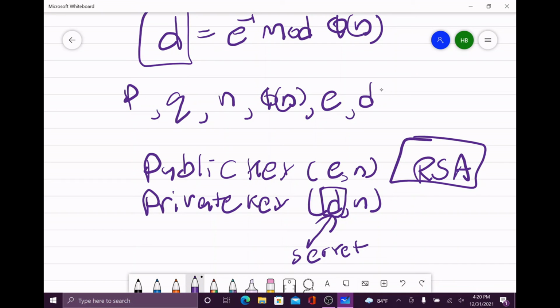In the next video I will be teaching you about the Euclidean algorithm and extended Euclidean algorithm using examples, and after that we can discuss an example for this RSA method. So that's it for this video.